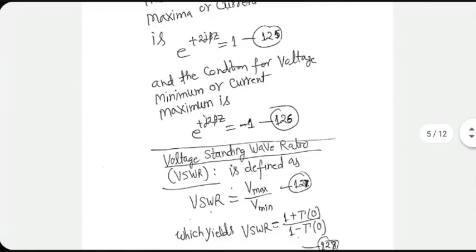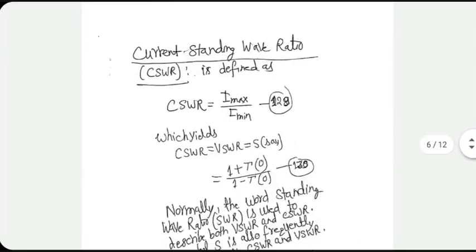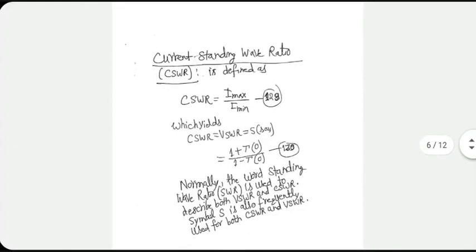That is the VSWR equation. Similarly, for current, CSWR, current standing wave ratio is defined as Imax upon Imin. And that also turns out to have the same value as VSWR. In fact, the general term that we use is SWR to denote both VSWR and CSWR. The symbol used is capital S. In some books, they use small s for denoting SWR on the line.